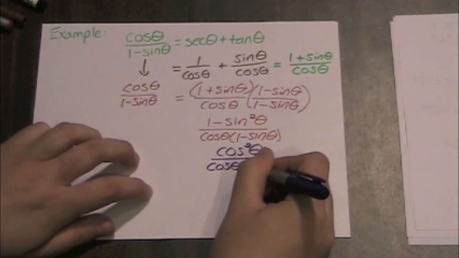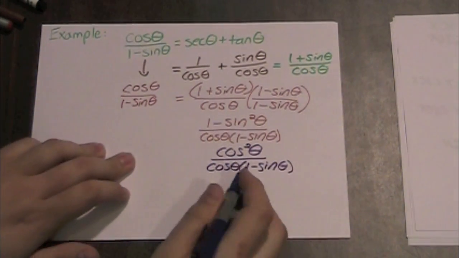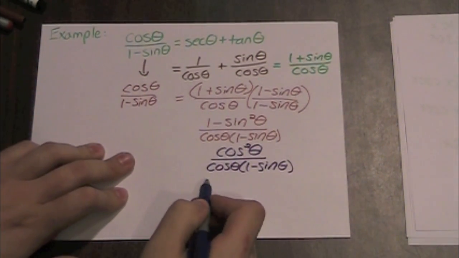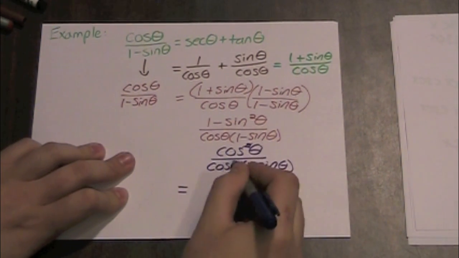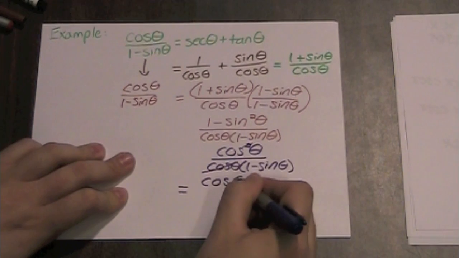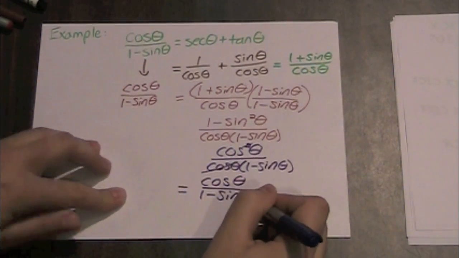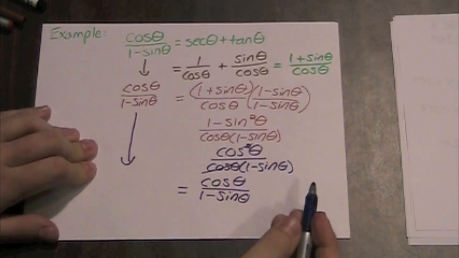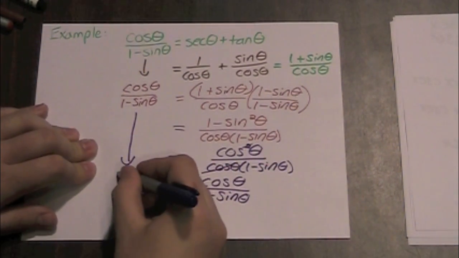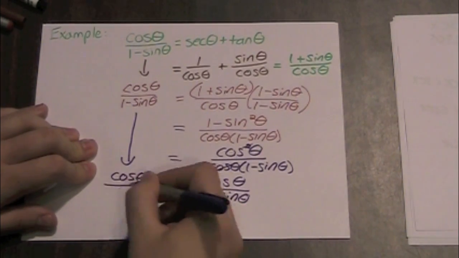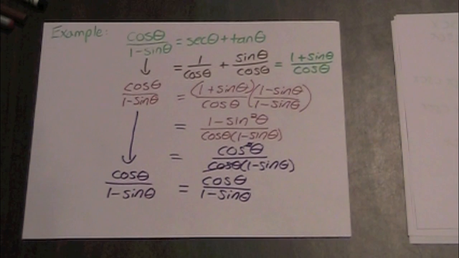If I keep the denominators the same, we can cancel out one of my cosines to 1, leaving me with cosine theta over 1 minus sine theta. If I bring down the left side of the problem, cosine theta over 1 minus sine theta, we can show that we have verified this identity.